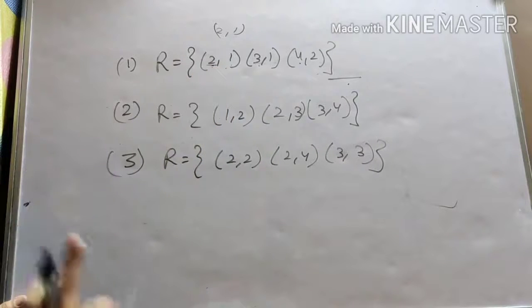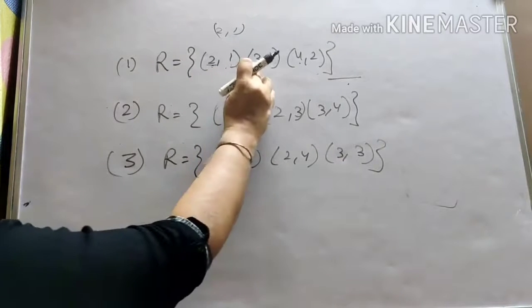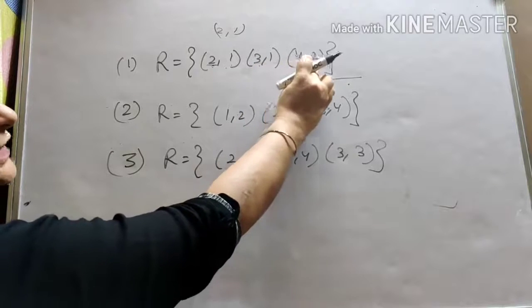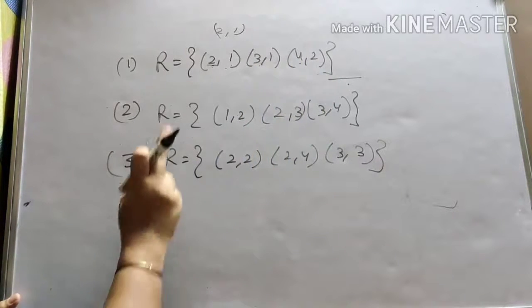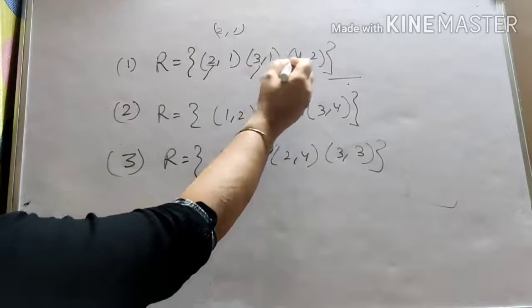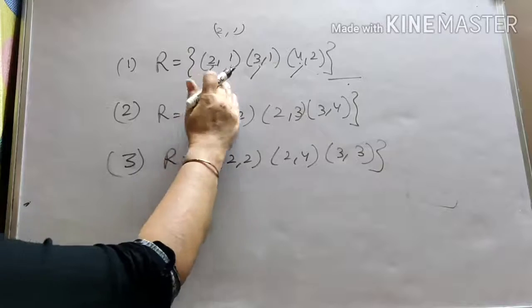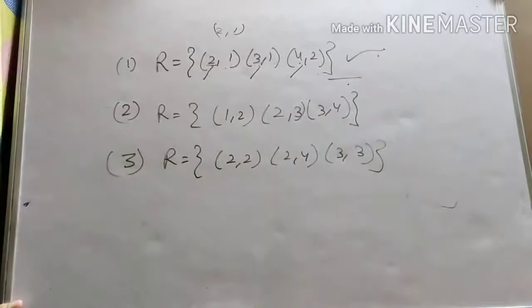Element 2 has only one image, that is 1. Element 3 has only one image, that is 1. Element 4 has only one image, that is 2. Therefore, every element of X has a unique image in Y. Therefore, this relation is a function.